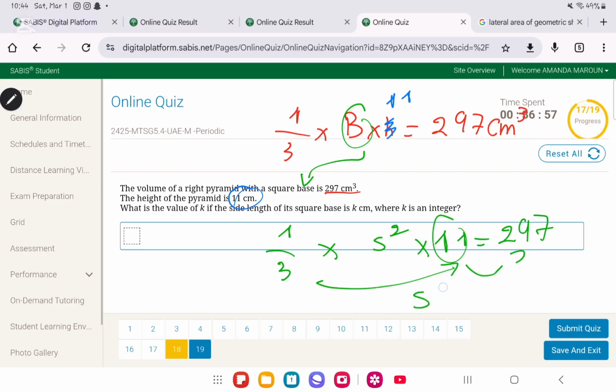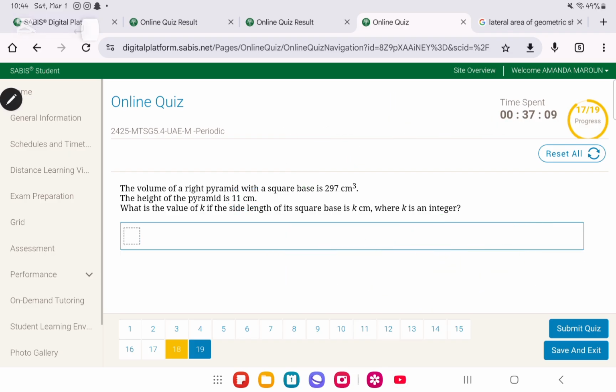Move these over here. You are going to get that side squared is equal to 81. So then the side is equal to plus or minus 9, but we will take plus 9 because we cannot have a negative side. So very simply, this is going to be 9.